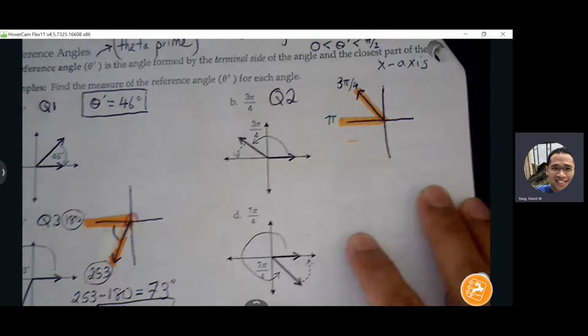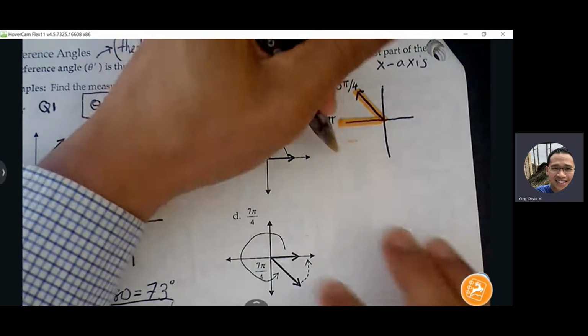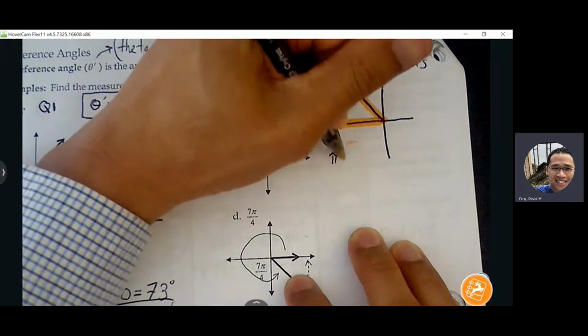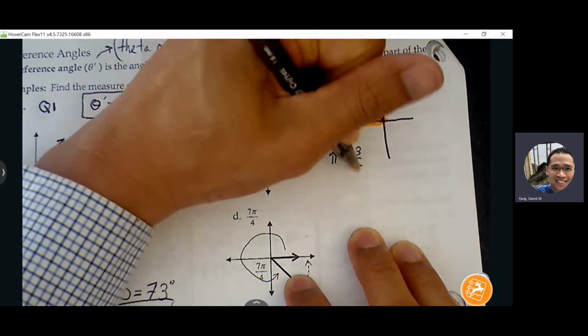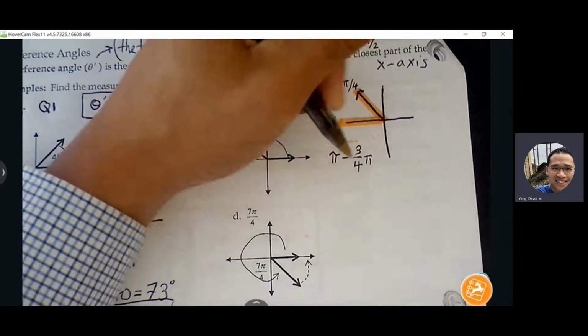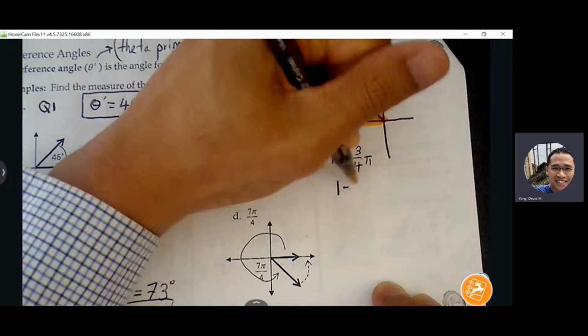Now, the way that you would do it without dealing with the pi's is, if you do pi minus 3/4 pi, that's the same thing as if you just drop the pi's out and just say 1 minus 3/4.